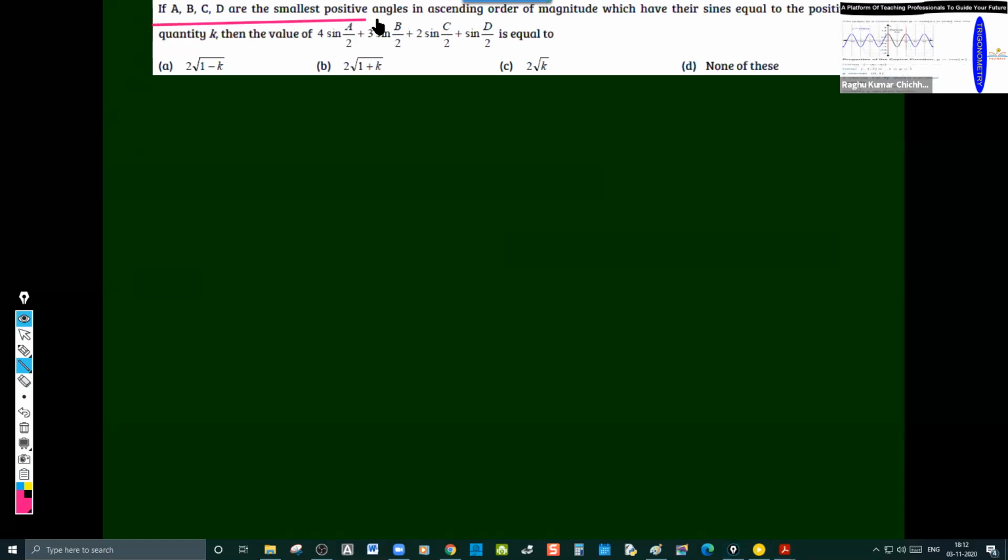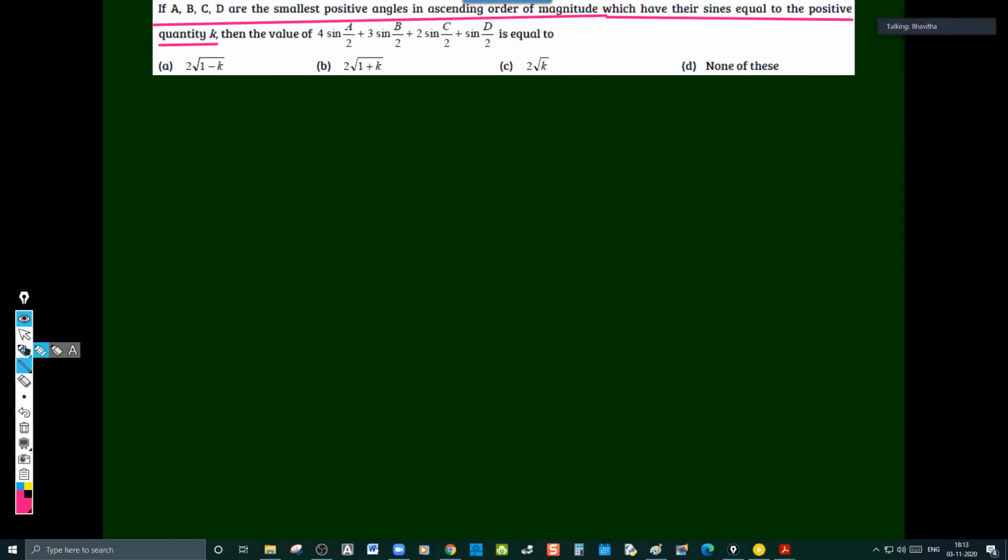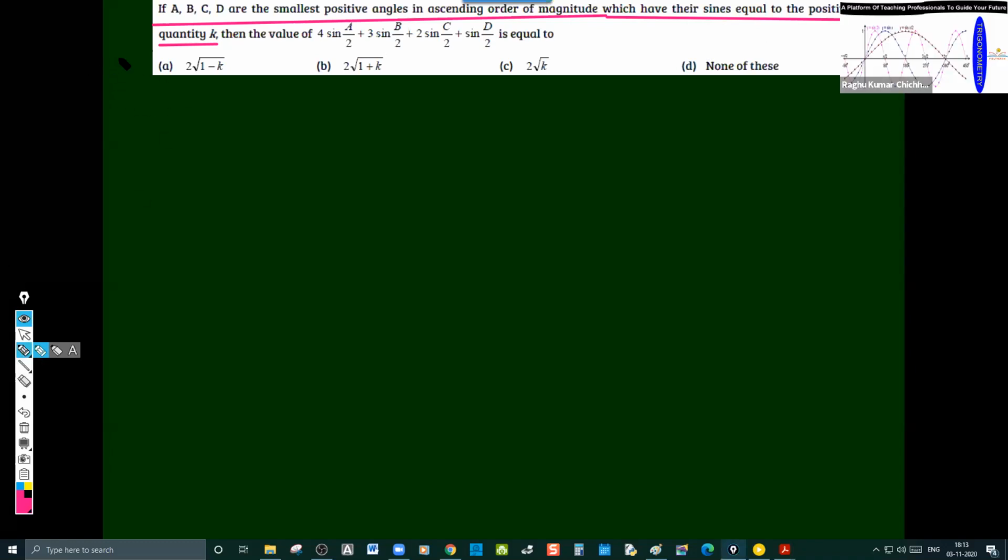A, B, C, D are the smallest positive angles in ascending order of magnitude. Follow this carefully: which have their signs equal to the positive quantity k. First of all, let us understand the meaning of it. Sign means the sign of the angle equal to the positive quantity k. Just listen to me carefully. I'm taking this for your better understanding.